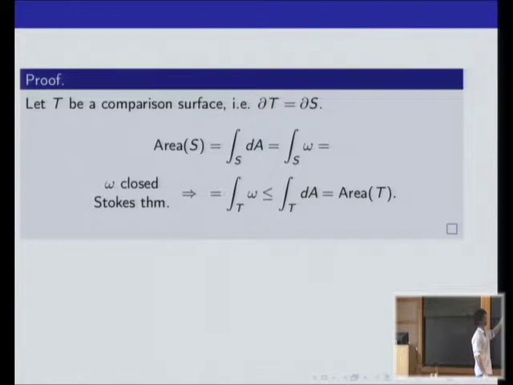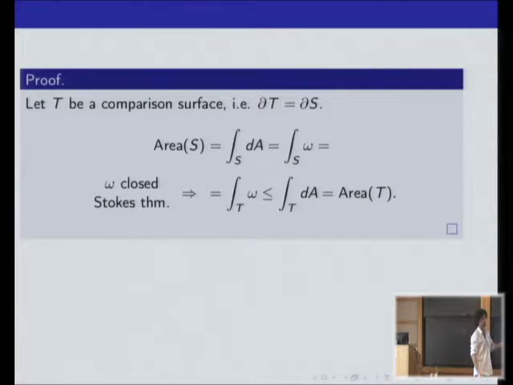So T is the comparison surface, so they have the same boundary. The area of S is, of course, the integration of the area form on S. And by the condition on S, we know that all of its tangents are exactly the set, the kind of planes on which omega and the area form give you the same thing. So you can substitute the area form with omega in this integral. Now we use Stokes' theorem.